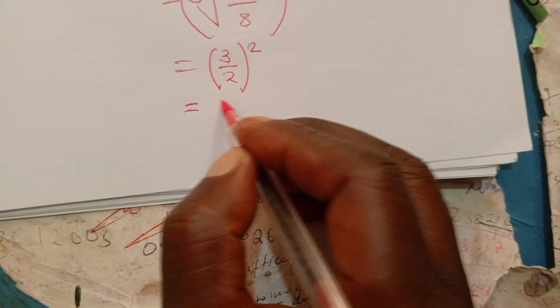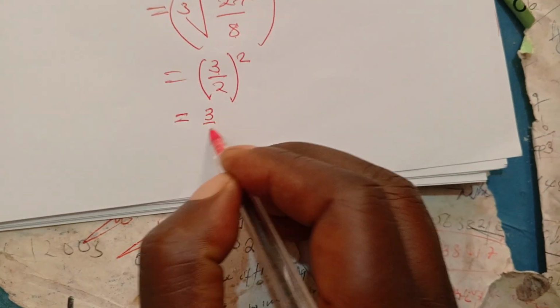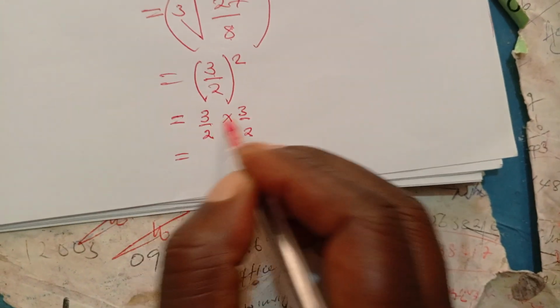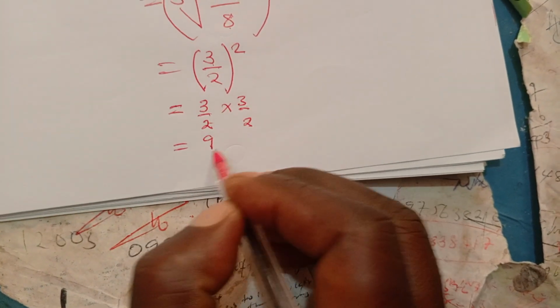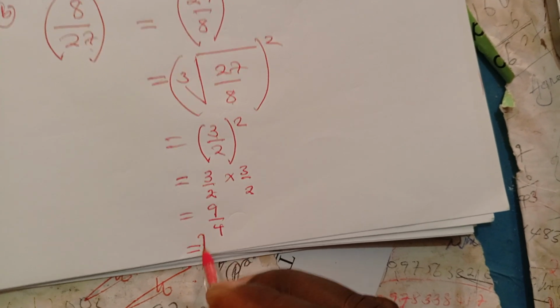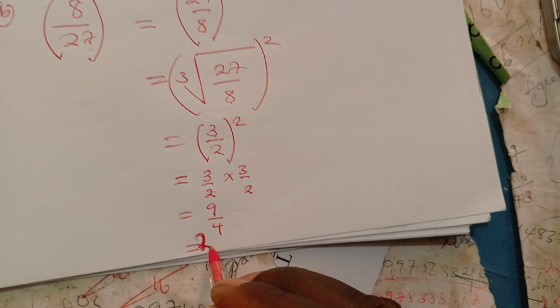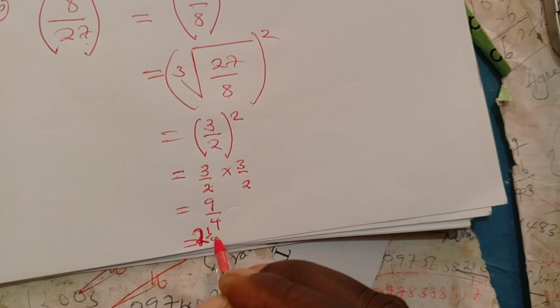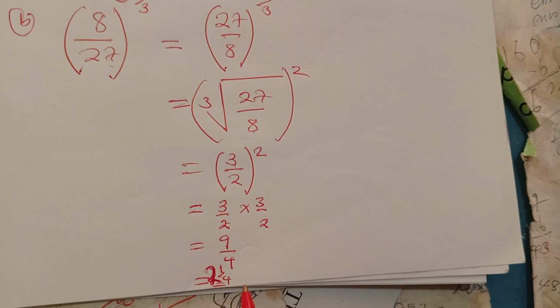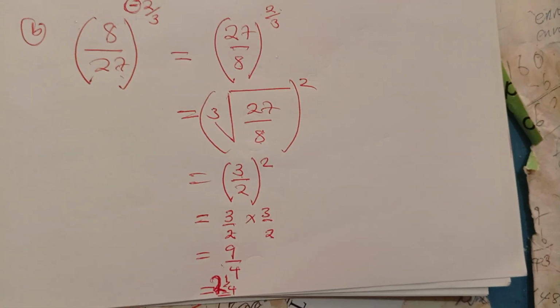And of course, you agree with me that it will be 3 over 2 times 3 over 2. 3 times 3 is 9, 2 times 2 is 4. Please don't leave your answer like this. 4 goes into 9 two times, remainder 1, so 2 and 1 over 4. So it means you have answered. Leave your answer as a mixed fraction rather than an improper fraction.